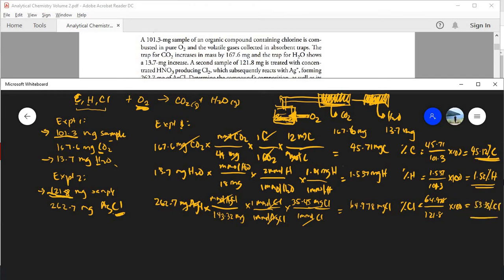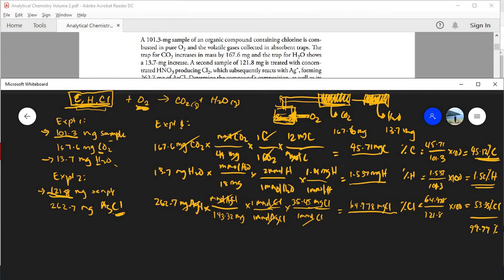53.35% Cl. So if you add this up, plus 1.52 plus 45.12, you actually get 99.99%. So which means that this sample only contains these three elements. Since it totals 99.99%, which is approximately 100, right? So that means it only contains these three elements. So to know the empirical formula of the compound, we convert these grams into moles.